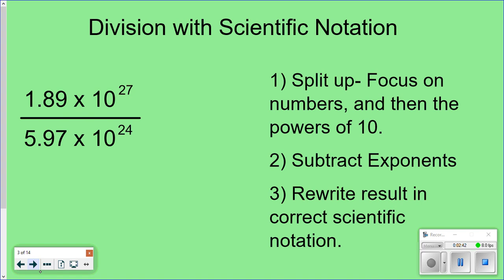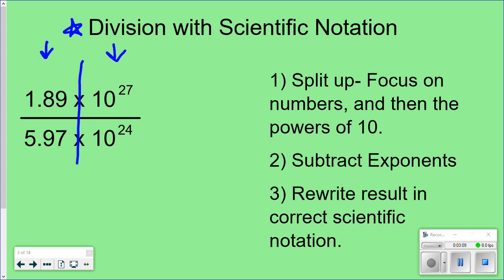Okay, this is an example of division, so make sure you get that in your notebook. We're going to start with division and go to multiplication next. So first thing you're going to do is you're going to split up. So this says 1.89 times 10 to the 27th divided by 5.97 times 10 to the 24th. So what we're going to do is we're going to split this up like this. Okay, and we're going to worry about this side, and we're going to worry about this side.